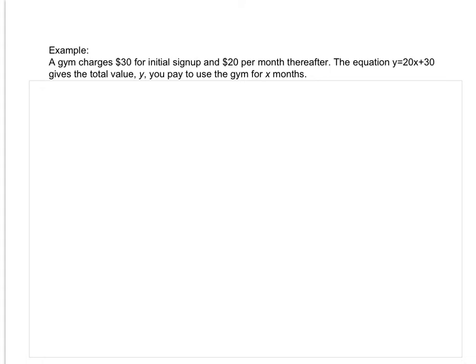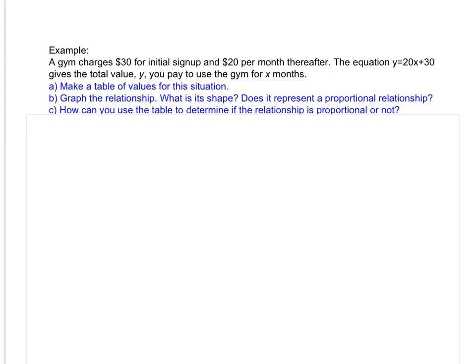All right, so what are the problems that we have here? Okay, A, we will make a table to represent this situation. Remember there are several ways to represent a situation. Use the table. And B, we'll graph the relationship. Okay, see what it looks like on a coordinate plane. What is the shape of the graph? We'll describe the shape. And then we can answer, does it represent a proportional relationship? You might have the answer now, but we'll still verify using the graph. And then see how you can use the table to determine if the relationship is proportional or not.